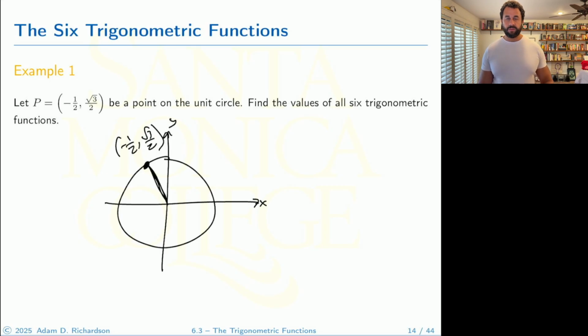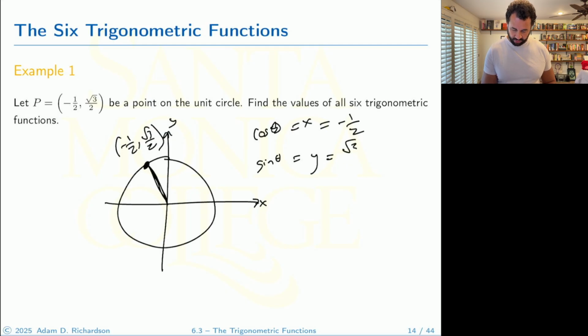Okay. Now, remember, what is cosine? Cosine of theta is the horizontal displacement, right? It's X. But in this case, that's negative 1/2. What is sine of theta? Sine of theta is Y, and that's root 3 over 2. So we've already got two of them. And guess what? All the other ones are just dependent on cosine and sine.